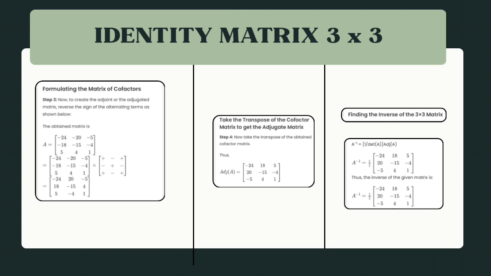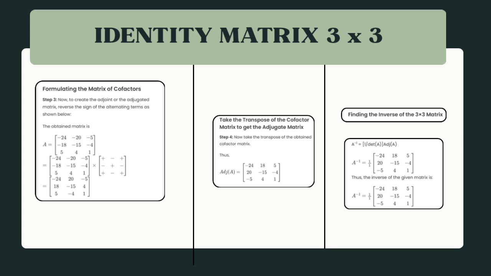Then, take the transpose of the cofactor matrix to get the adjugate matrix. Step 4. Now take the transpose of the obtained cofactor matrix. Thus, adjugate A equals negative 24, 18, 5, 20, negative 15, negative 4, negative 5, 4, 1.